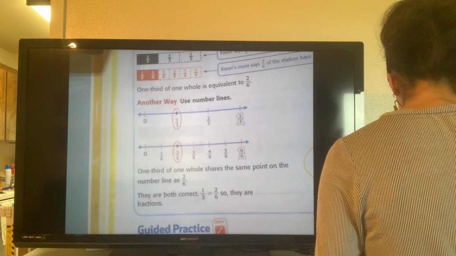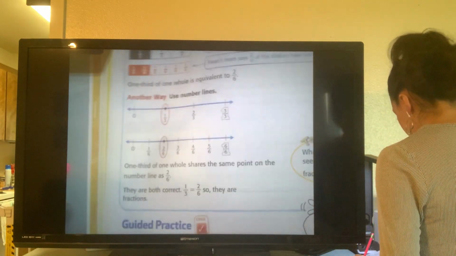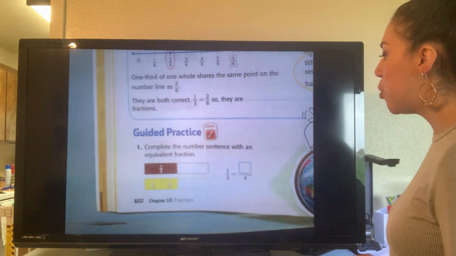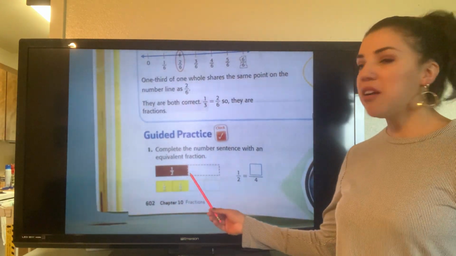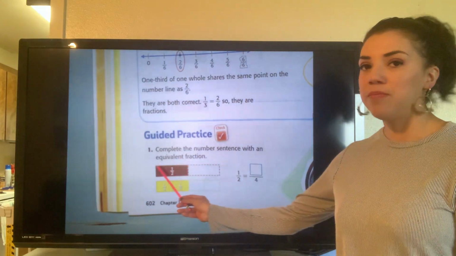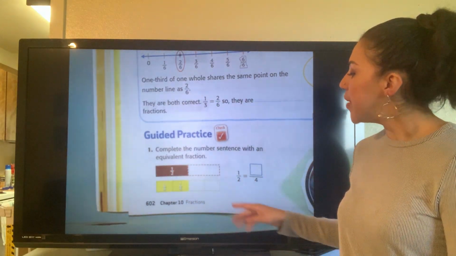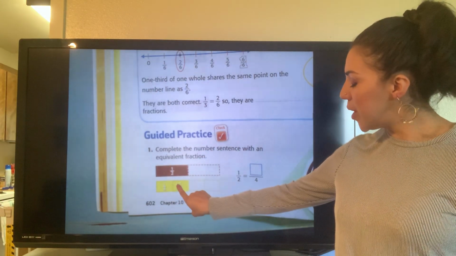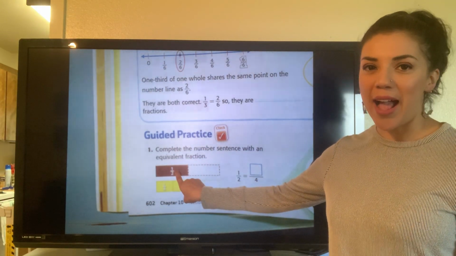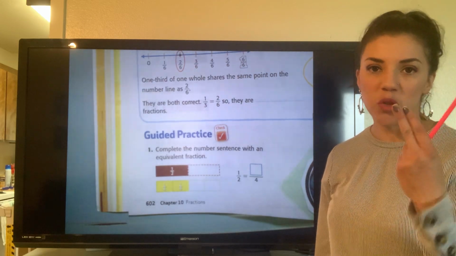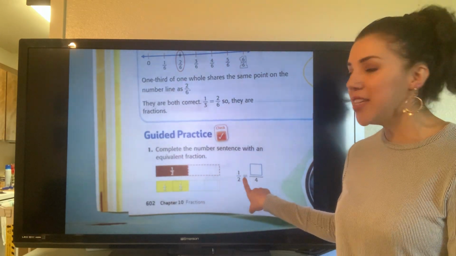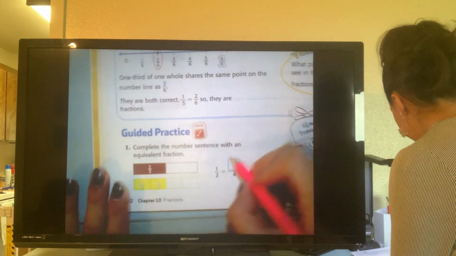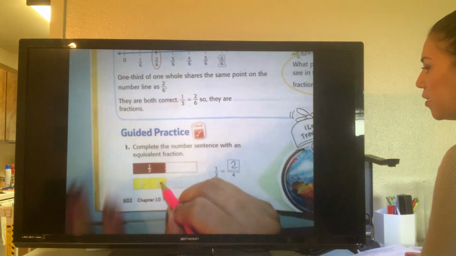Okay, so now let's go ahead and go to the guided practice. Guided practice says complete the number sentence with an equivalent fraction. And so here they give you 1/2, kind of like we did in the first page. And then they give you some fourths. How many fourths do we need to give us 1/2? 2. And so then 1/2 is the same or equal or equivalent to 2 of the fourths.